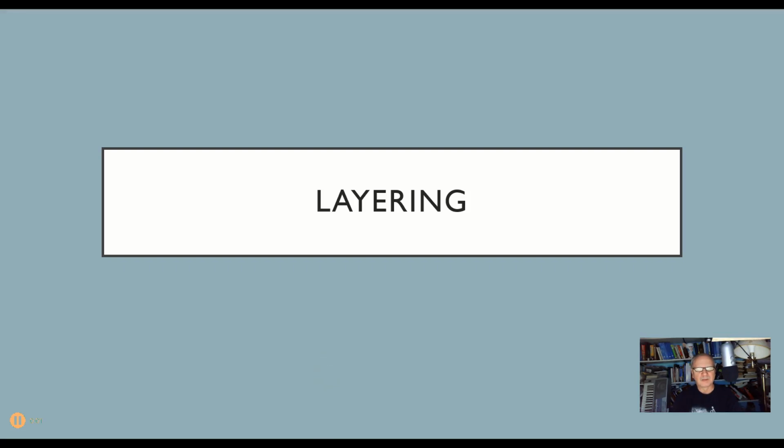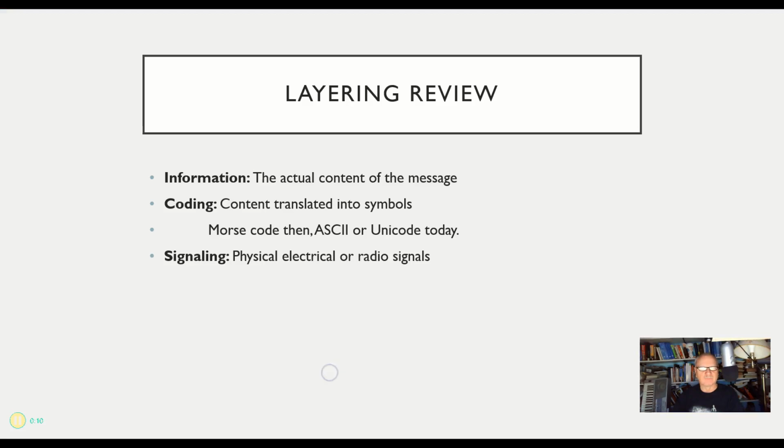Earlier when we talked about the telegraph and in the milestones video, we mentioned that layering was established by the telegraph, and we brought up these three layers. The information layer, which contains the actual content of a message, the coding layer, which has to do with the symbols that we translate the message into, and then the signaling layer, which is that layer in which the actual physical transfer of that communication follows.